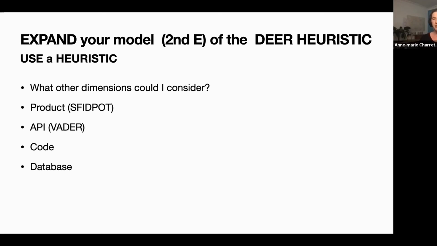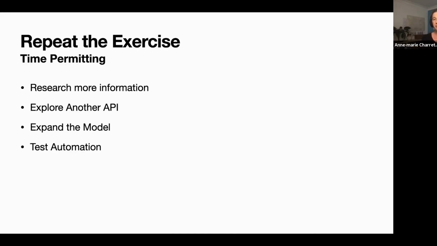How can I find bugs? Maybe I haven't found a lot of bugs at all. Maybe I know the system pretty well and I haven't really seen anything that's new to me. And it's kind of like, I feel like I'm wasting my time here a bit. So looking at a different type of heuristic, expanding your model. Now I'll show you how I do that. And then just repeating the exercise.